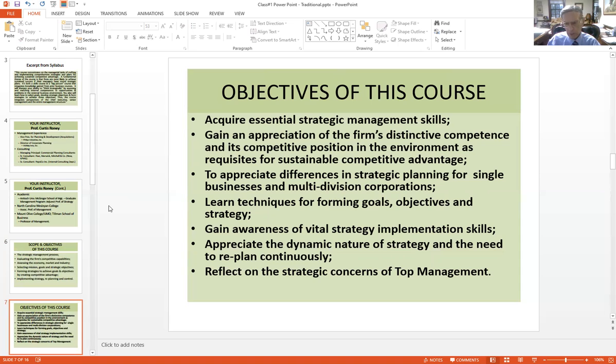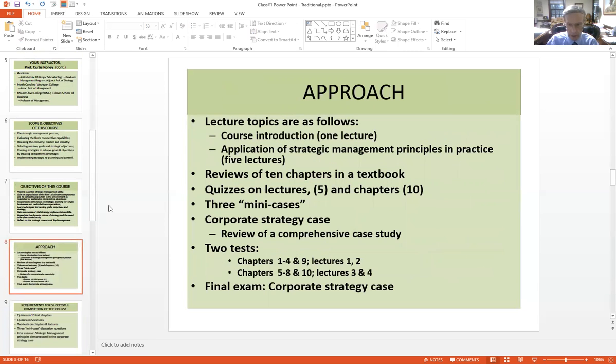And finally, perhaps just because of my background in top corporate management, my intent is to share with you the strategic concerns of top management as decisions are made about strategy and implementation of strategy. So how are we going to do this?